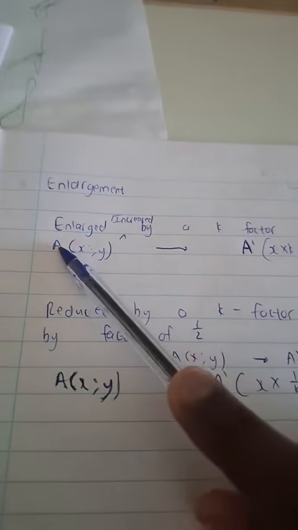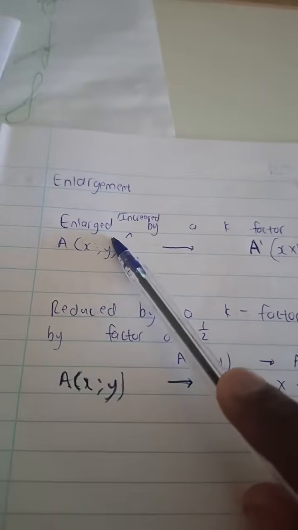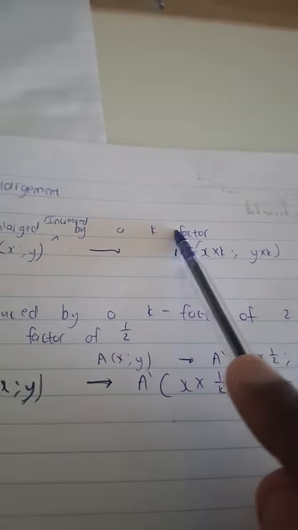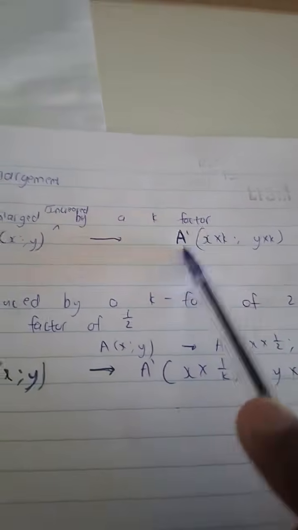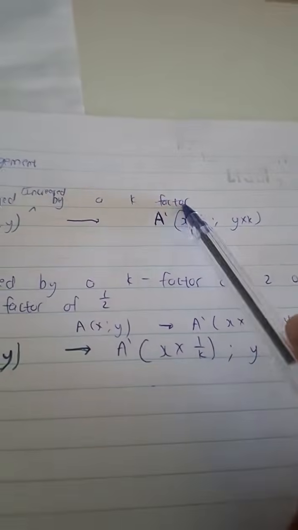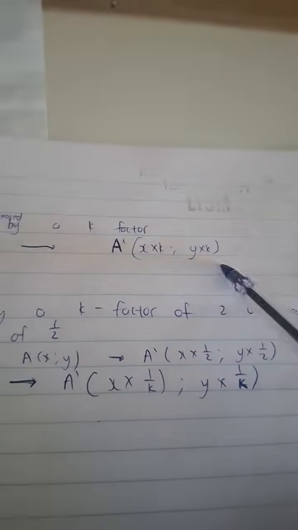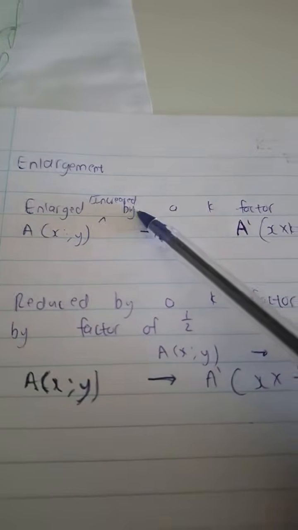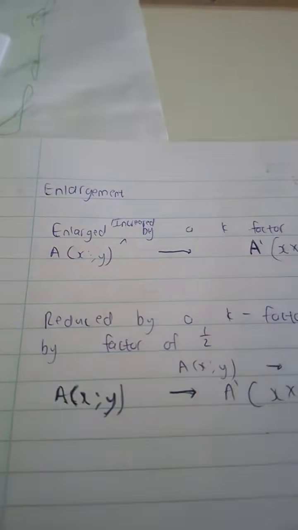If you have A, which is x and y, the minute you enlarge or increase by a certain factor, what happens is that you take the x coordinate and multiply by the factor of k, and then you take the y coordinate and multiply by that factor of k. That's what happens when you are enlarging or increasing by a certain factor. You are enlarging the image. Okay.